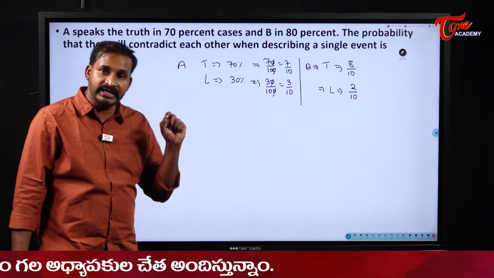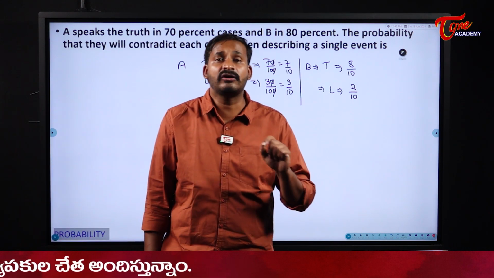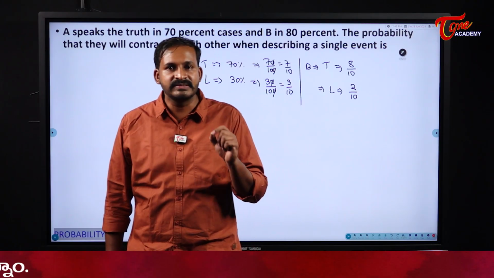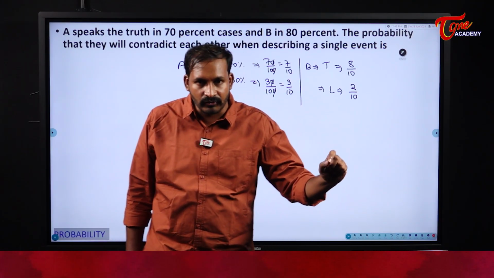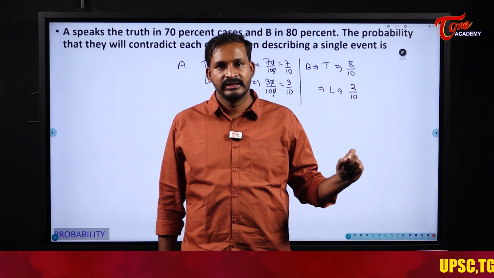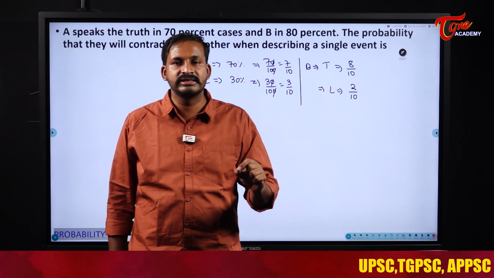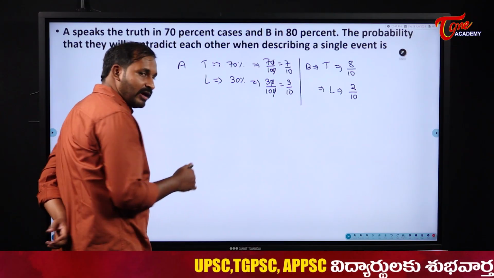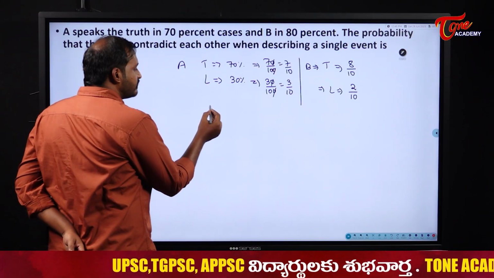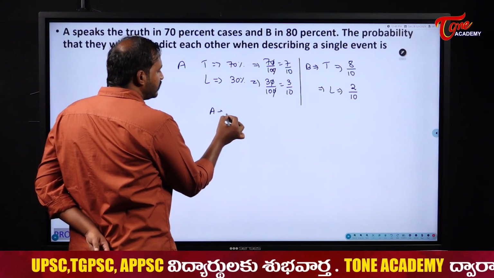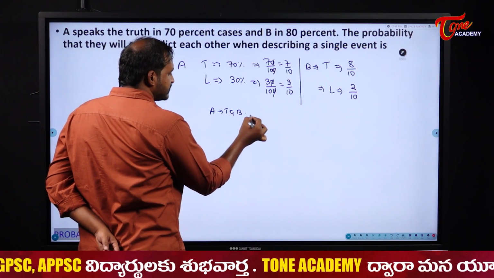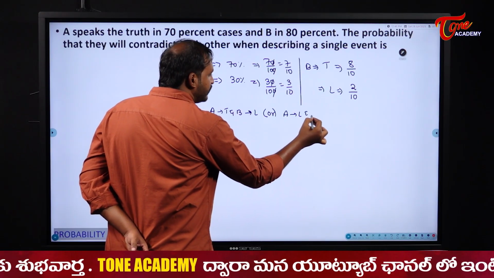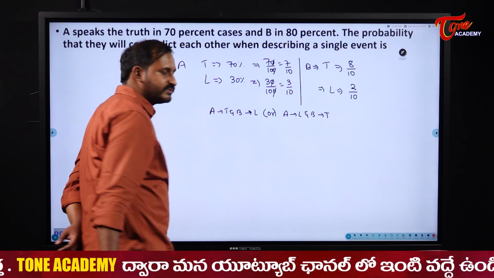Now, while describing a single event, they are contradicting each other. What is meant by contradiction, students? If one tells a truth, the other tells false. If the first person tells a false, the second person will tell the truth. That means we will have two conditions, right? Contradiction means A truth and B lies, or A lies and B truth. These are the two conditions which we have.